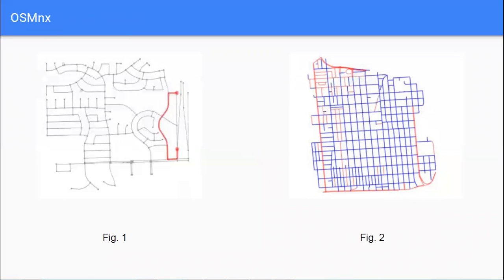OSMnx is built on top of NetworkX, GeoPandas, and Matplotlib. So basically, we can easily analyze networks and calculate network statistics. For example, here in Figure 1, it calculates and plots the shortest path route between 2 points, taking into account things like one-way streets. So here in this figure, we have an origin and a destination, and we are tracing the shortest path between them.